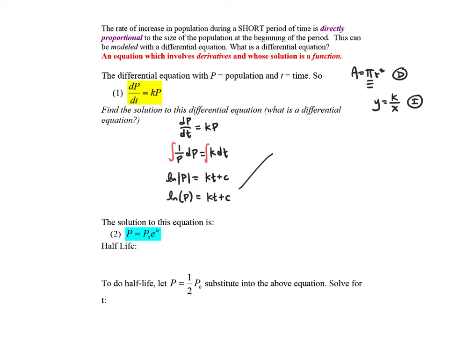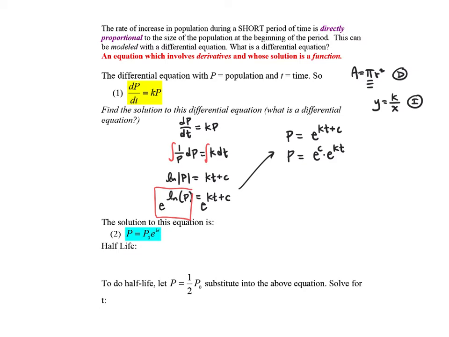Let's solve for P. Okay, so I'm going to take e to the power of both sides. The property of exponentials and logarithms tells us that e to the ln of P is just equal to P. And of course, the right side is e to the kt plus C. Now I'm going to use properties of exponents on the right side to write this as e to the C times e to the kt.